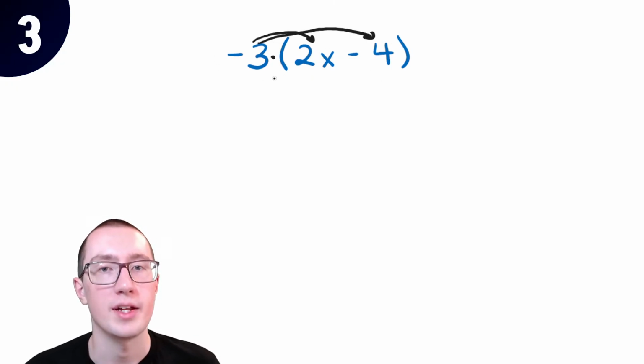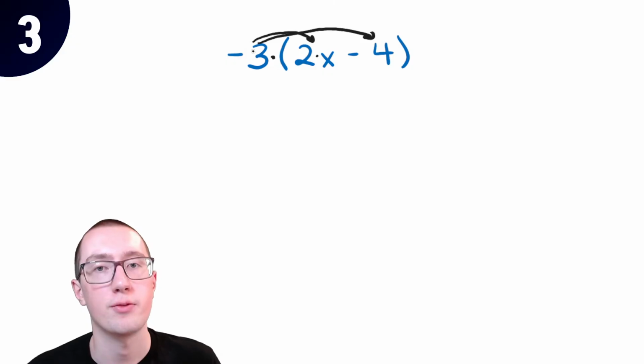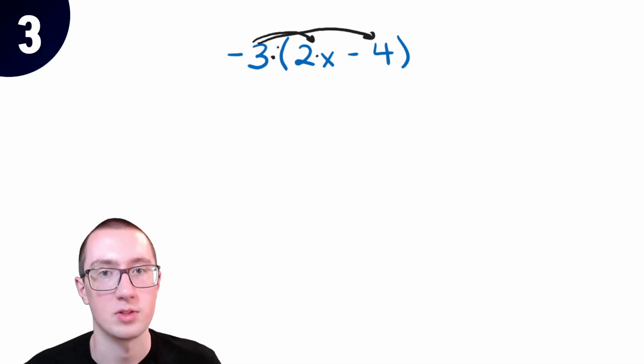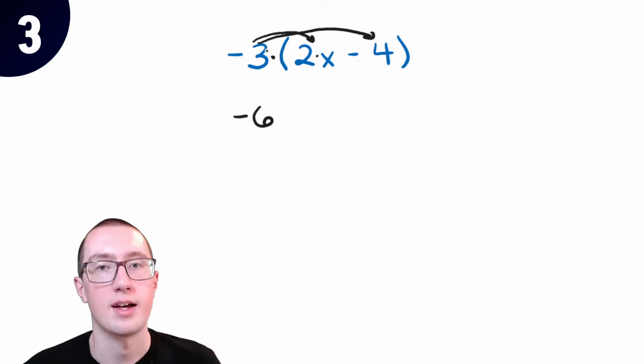So first, let's multiply -3 times 2x. Well, remember that 2x also has a multiplication sign in here technically. So it's -3 times 2 times x. So -3 times 2 is -6, because 3 times 2 is 6, and there's one minus sign, and then that's negative 6 times x. And we can't multiply a number and a letter, so it's just going to stay as negative 6x.